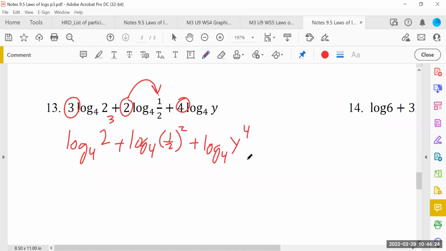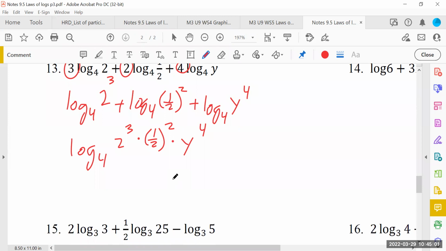Now, I need to put them all together. I'm going to make one big log base 4. I have 2 cubed, 1/2 squared, y to the 4th. What's going on between each of those? Am I adding, subtracting, multiplying, dividing? Caitlin, what do you think? So they were adding. What does it become when I put them together? It becomes multiplying. Does that make sense to everybody? They're all positive. They're all going to be on the top. It's all multiplication.